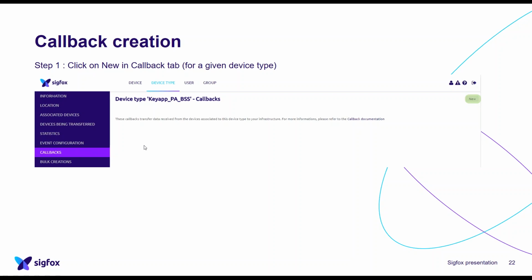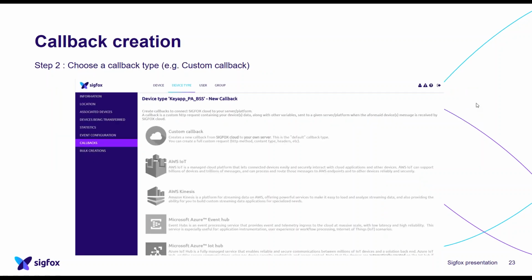And under this new subcategory, you have a new button. With this new button, you will have access to different kinds of callbacks. So either callbacks from Amazon, Microsoft, but also what is called a custom callback that will be detailed here.